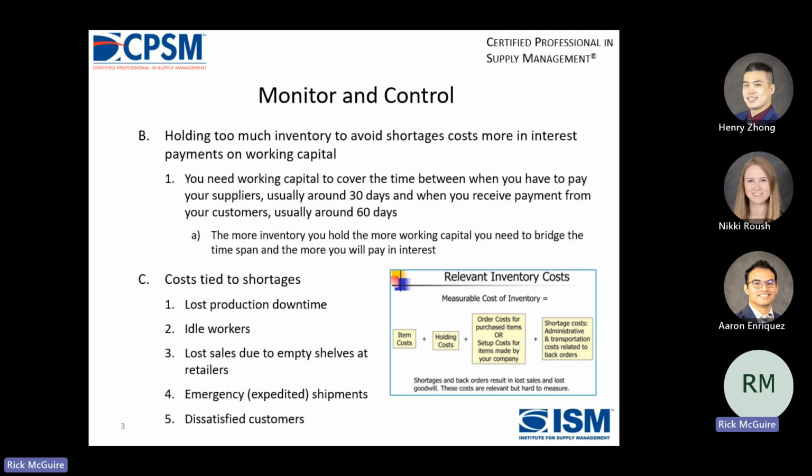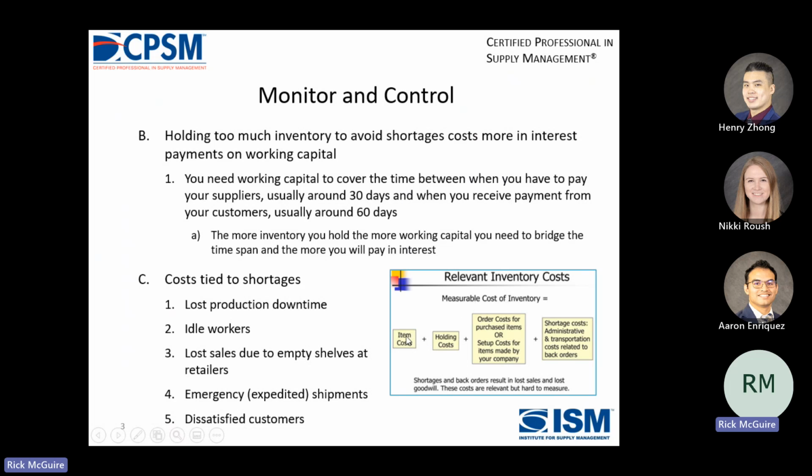So, costs tied to shortages: lost production, downtime. We see this a lot. We could be producing 80 trucks a day, but we're only able to produce 65 because we just can't get enough parts. Idle workers, I don't know if they really have this issue at the plants. They could. Lost sales due to empty shelves. Well, we get lost sales because we're booked up, but then we can't meet all our commitments. Emergency shipments, expedited shipments. Yeah, we see that stuff all the time. And dissatisfied customers. Hopefully we don't see too much of that.